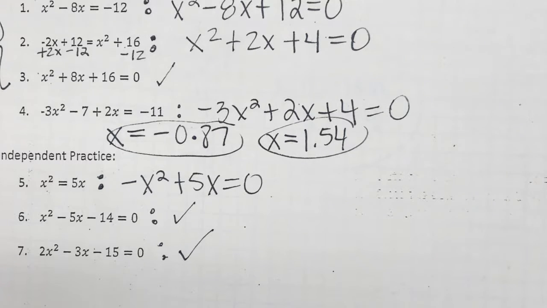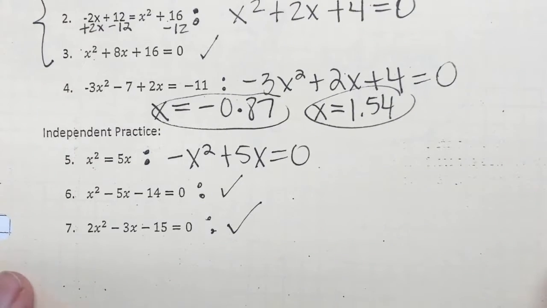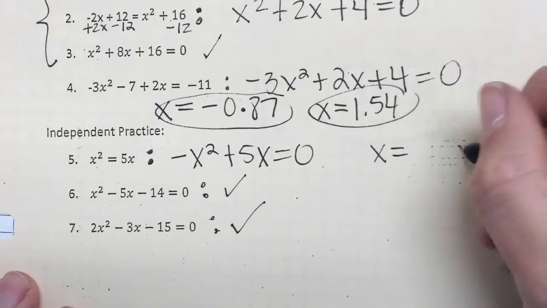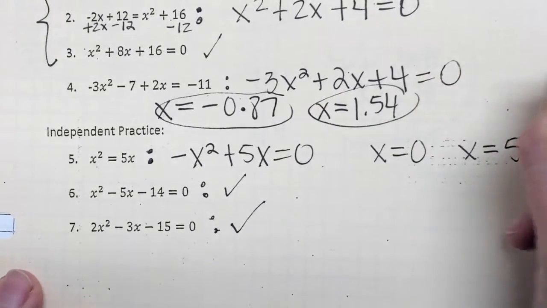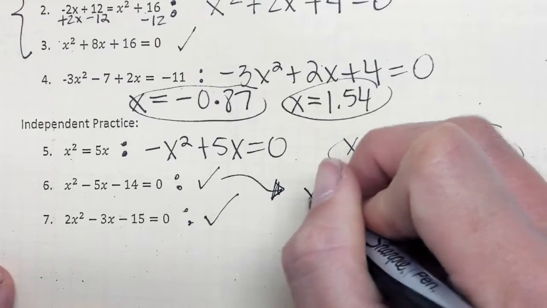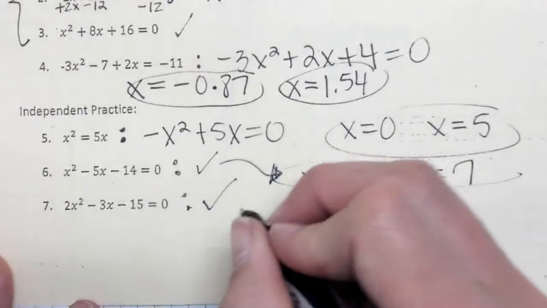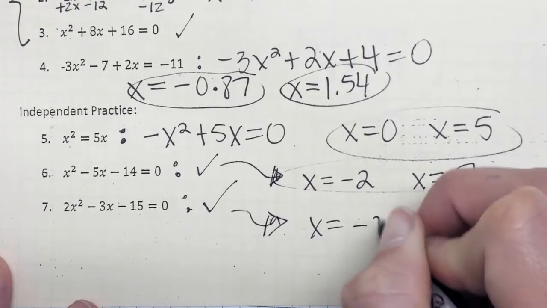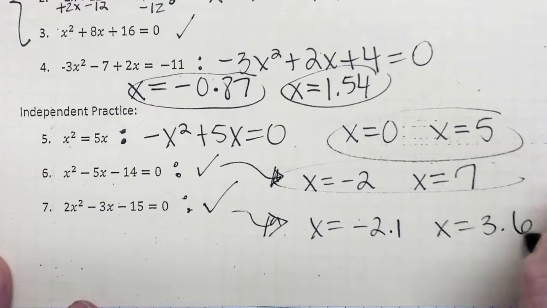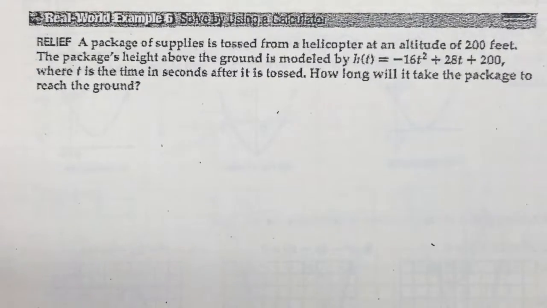Alright, now let's talk about the answers. Number 5. Alex, what'd you get for your two x values? Everybody agree? Alright, Madison, what'd you get for number 6? Everybody agree? Alright, Nikki, what'd you get for number 7? Everybody agree? Alright, so everybody feels comfortable doing this because you'll have a quiz on it tomorrow. Last one we're going to do is this word problem on the back. Any questions about the front side we did?